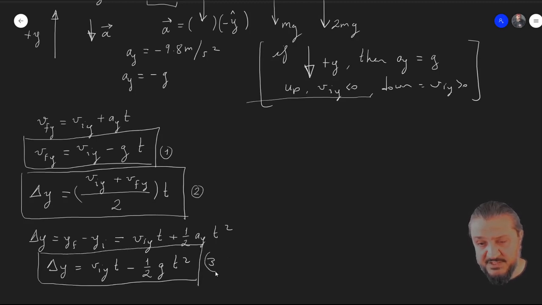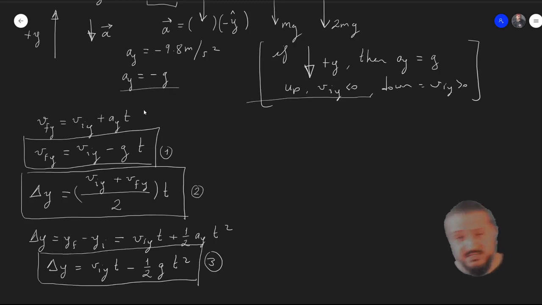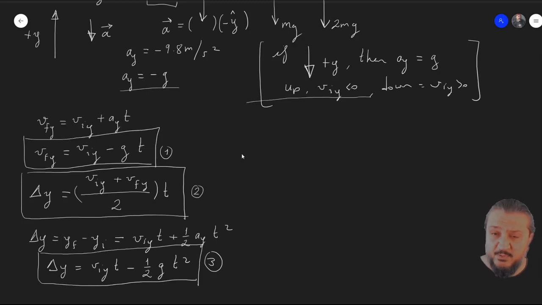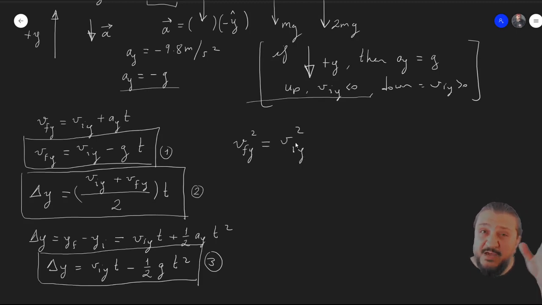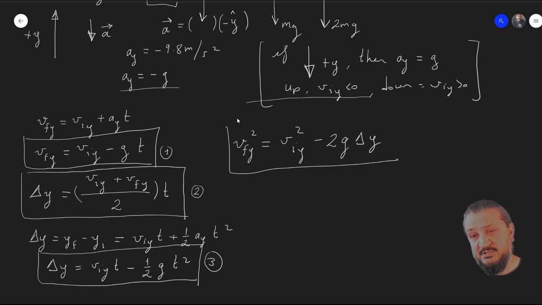Alright, this is the third equation, just replacing a_y's with negative g's. And finally, we had an equation without time. This was v final y squared equal to v initial y squared plus 2a_y delta y, or minus 2g delta y. Okay? This is what you will get if you replace a_y with negative g. This will be the fourth equation.